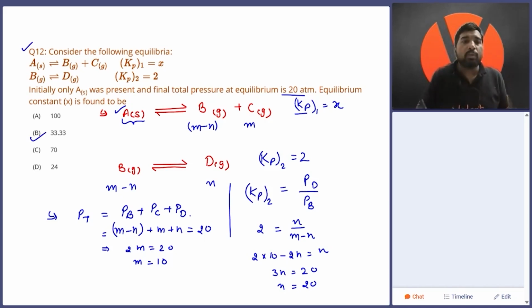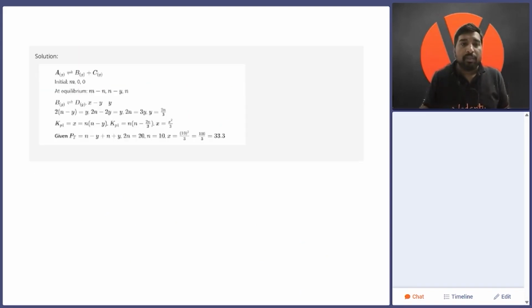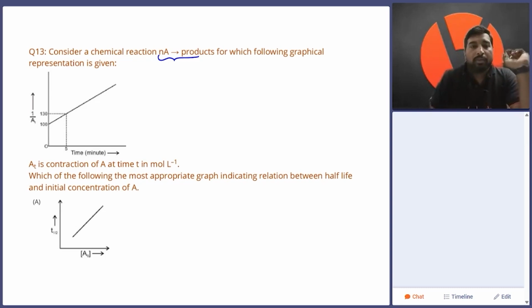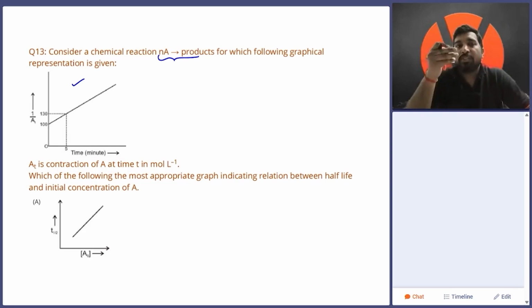Now this is question number 12. Come to question number 13. Question number 13 says, consider a chemical reaction, that is N gives product, for which the following graphical representation is given. At is the concentration of A at time t in mole per liter. Which of the following is the most appropriate graph indicating the relation between half-life and the initial concentration of A? Definitely there is no log and ln, so it is not a first order reaction. Now check what is the order of this reaction for which the graph is given.